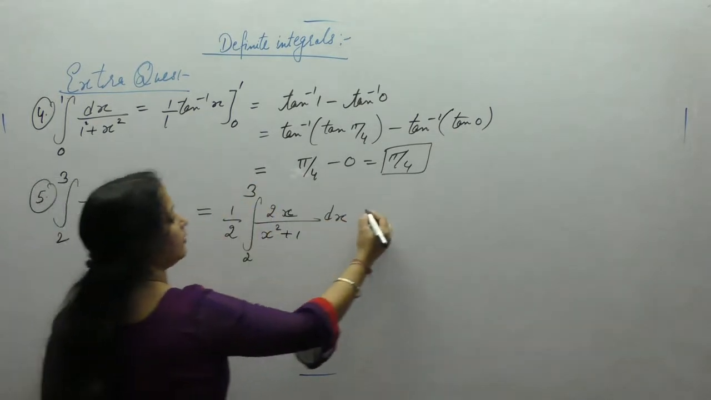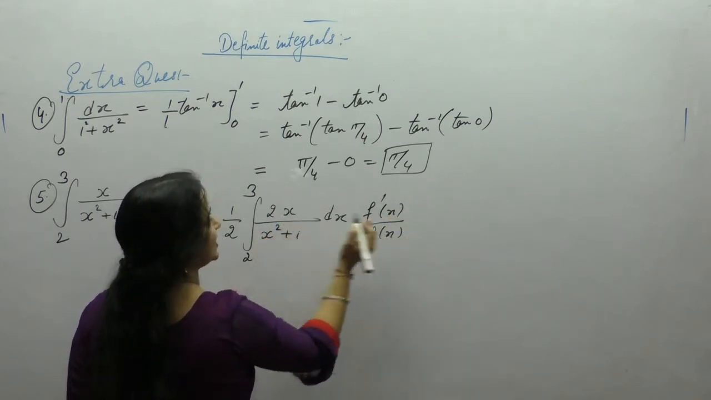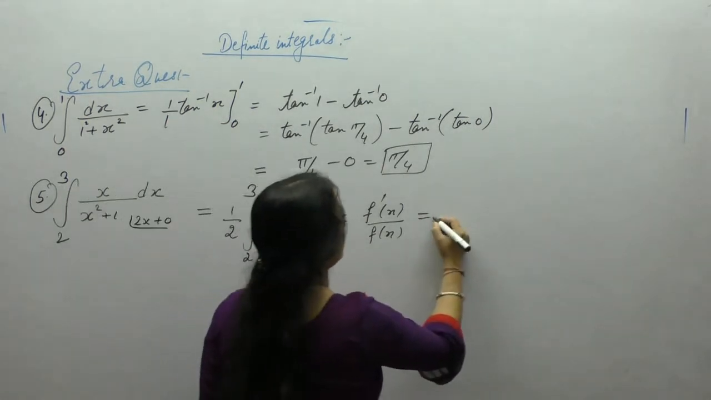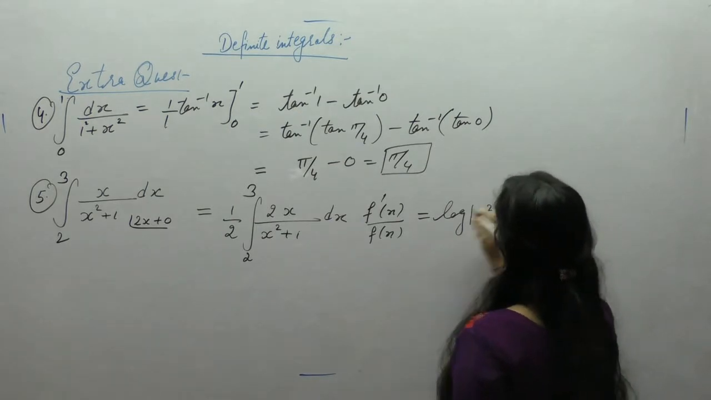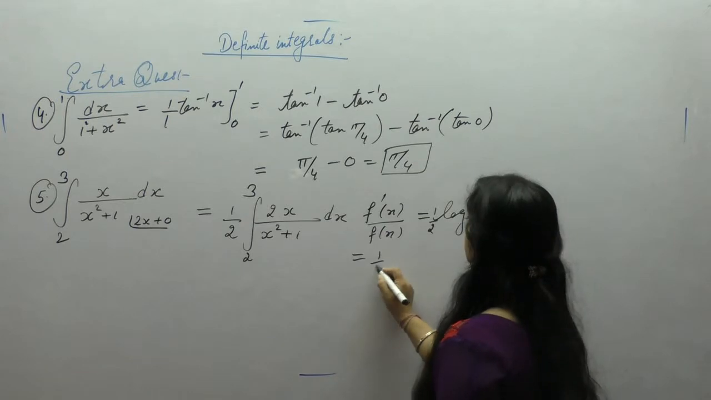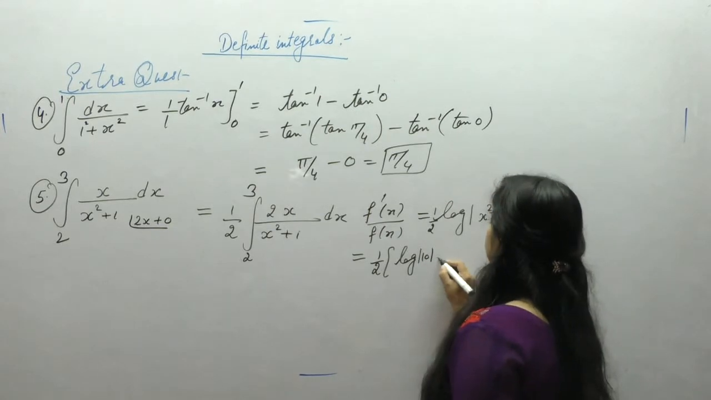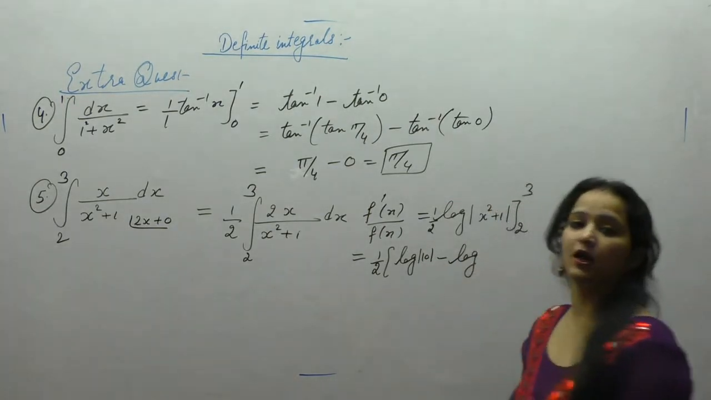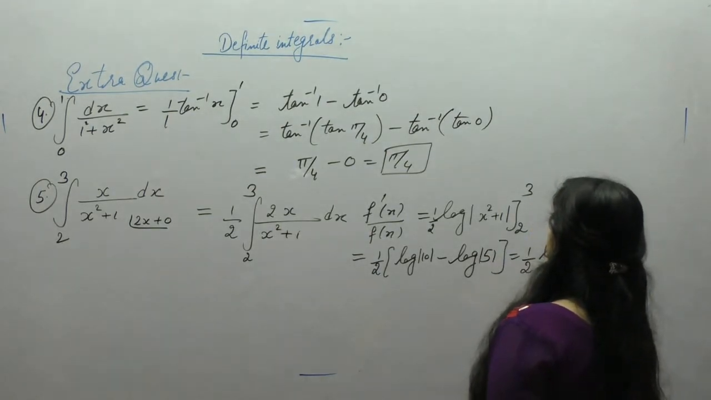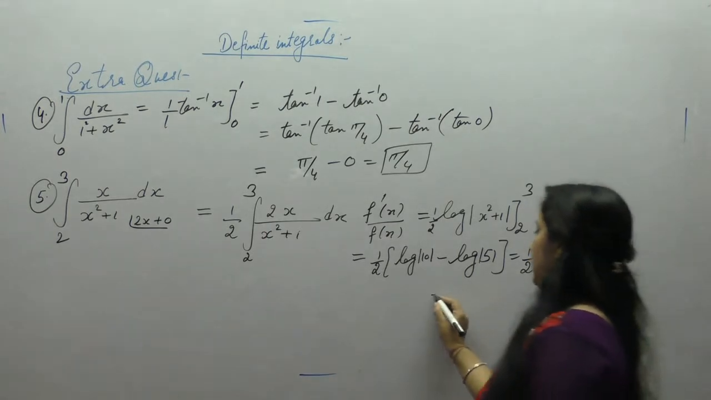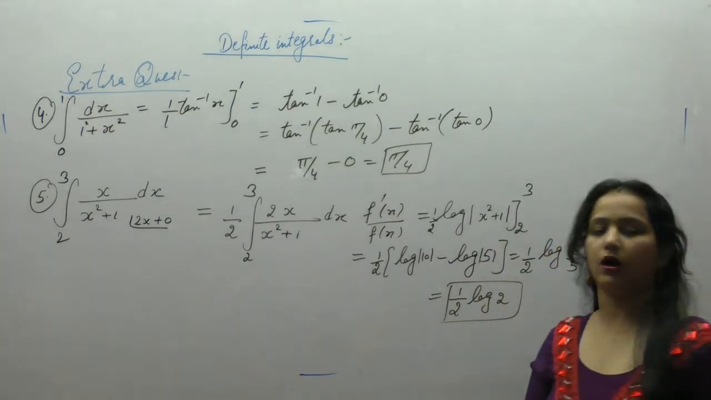Now it becomes the form f dash x upon f of x. Integral of f dash x upon f of x is log of fx. Log of x square plus 1, limit goes from 2 to 3. Put the limit. 3 square is 9 plus 1 is 10, minus lower limit 2 square is 4 plus 1 is 5. Log a minus log b is equal to log a upon b. So 1 by 2 log 2.